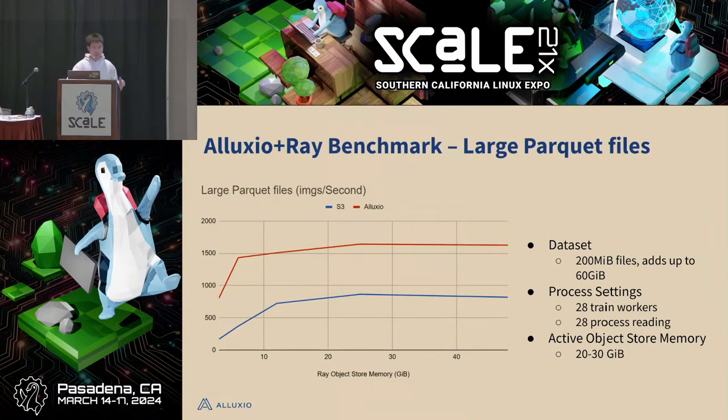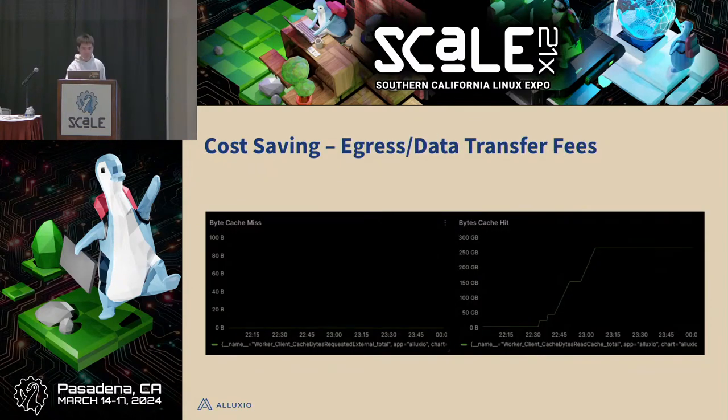And what we could observe from the diagram is that generally Elastio, directly loading the Parquet files from Elastio in Ray, has a better performance over directly loading them from S3 into Ray. So Elastio is the red line here, and S3 is the blue line here, okay?